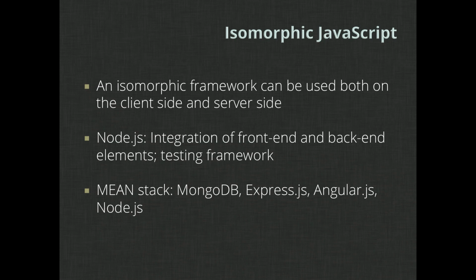But what tends to happen in an isomorphic JavaScript setting is that you use Node.js as your backend, and you also use, for example, if you're using Angular, what's called a MEAN stack, which involves MongoDB as your database, Express as your routing layer, and your actual server framework that lies on top of Node.js, AngularJS, and of course Node.js.